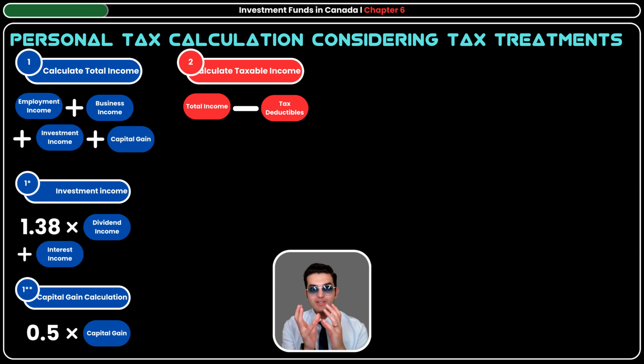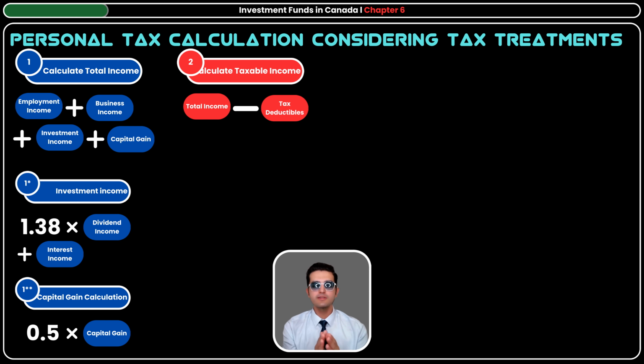So the job of tax deductibles is reducing your taxable income. If your total income is higher, the more tax you pay. This is the simple thing that everybody knows. The higher income you have, the higher tax you pay. Tax deductibles reduce the total taxable income, so it tries to reduce the total income you made last year, so you pay less tax.